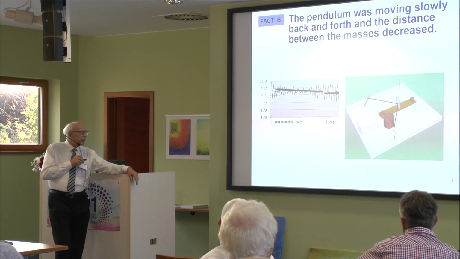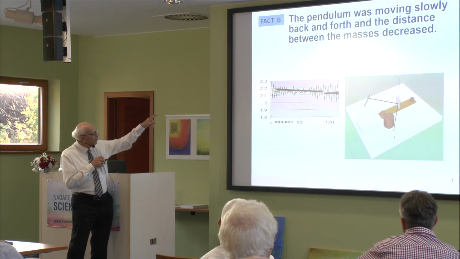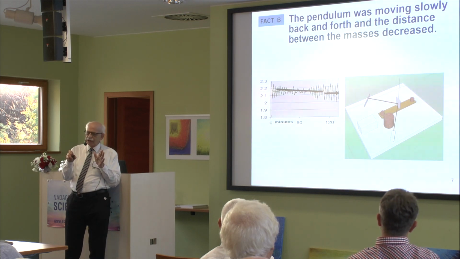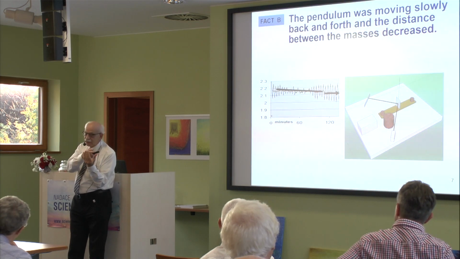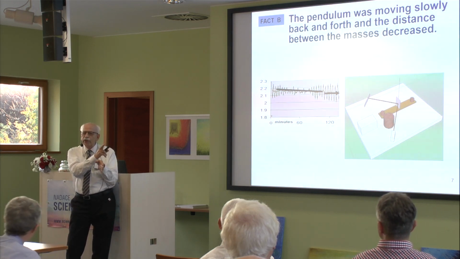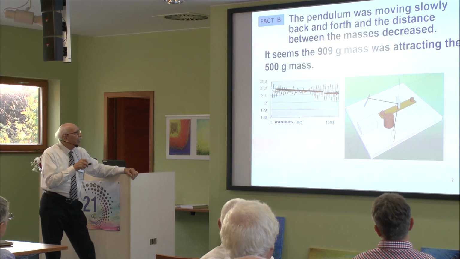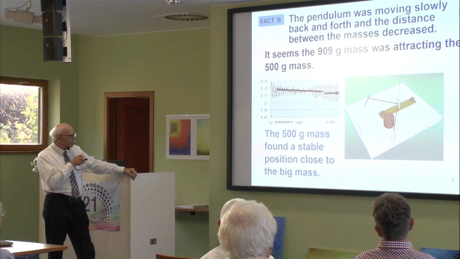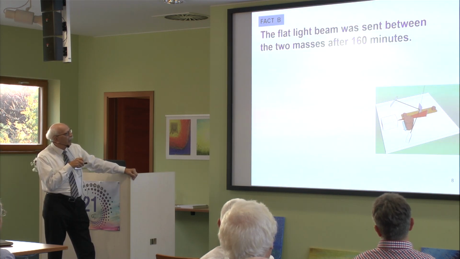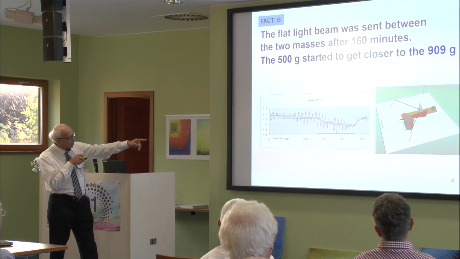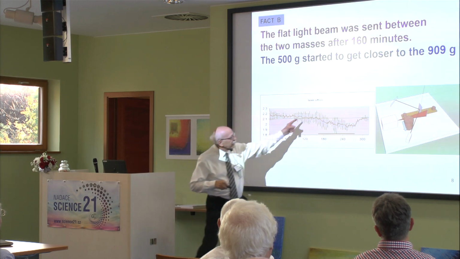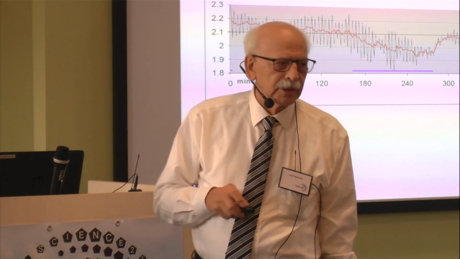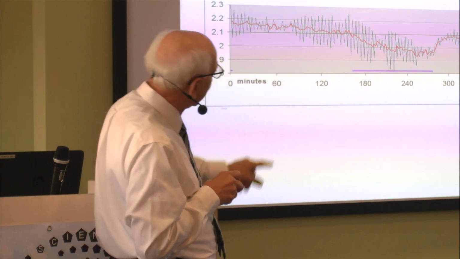At first, the pendulum was moving slowly, as you see in the graph, and where the arrow is horizontal, it was almost stable near the big mass. It's not touching because I want to pass that laser beam. It's a flat laser beam at about 15 degrees. The small mass was stable, so I sent the laser beam in between. And what will happen? Well, after 160 minutes, instead of going away, it was getting closer. So I made an error for sure. It's supposed to move away. So I shut off the light, and look what happened.